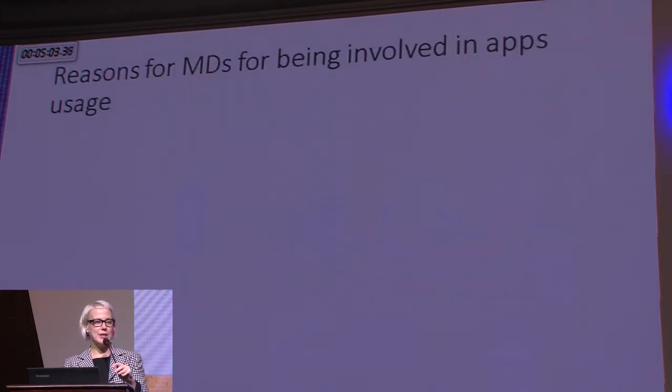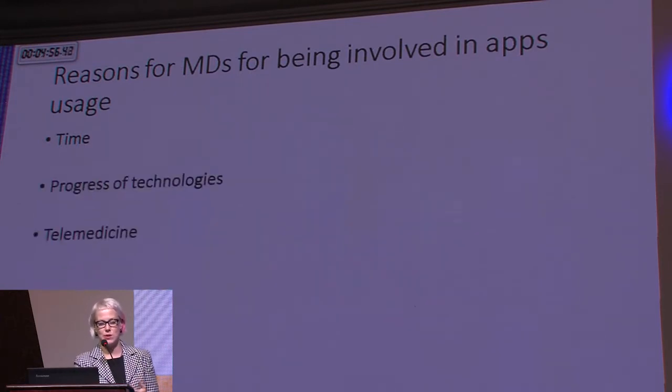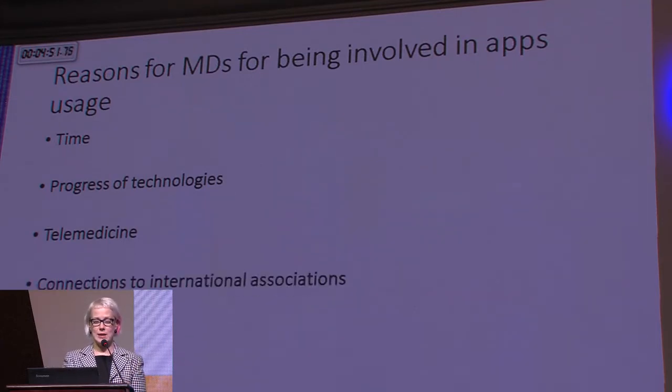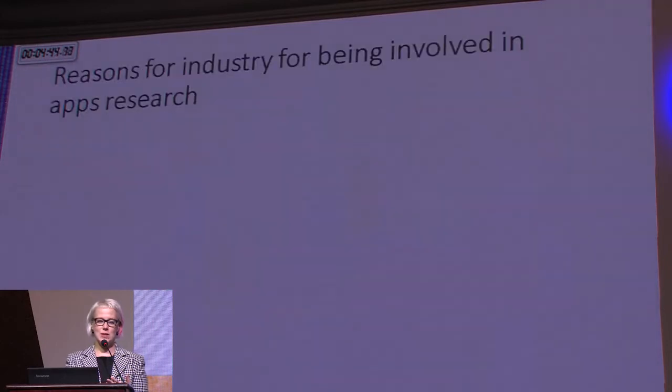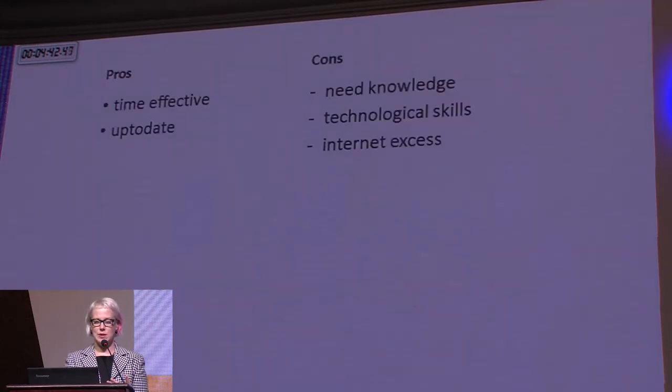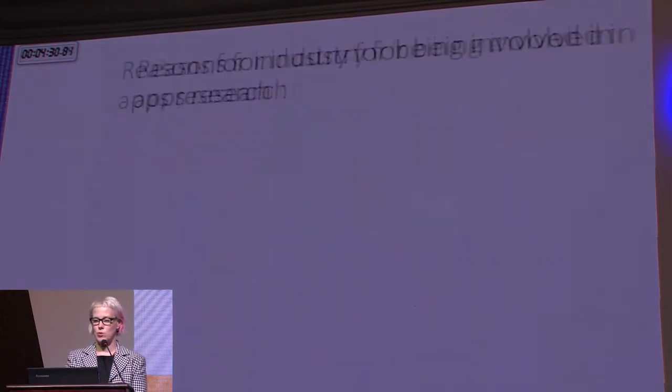So why do we really need to use it? Really, because it's time, and we need to worry about the time. It's progress of technologies, and that's very close. We need it in telemedicine issues, and of course it's a way to be connected with international associations. But there are also some cons here, because really, we need knowledge about how to use this mobile application and what kind of application we need. We need to have some technological skills for this, and again, we need internet access for doing this.